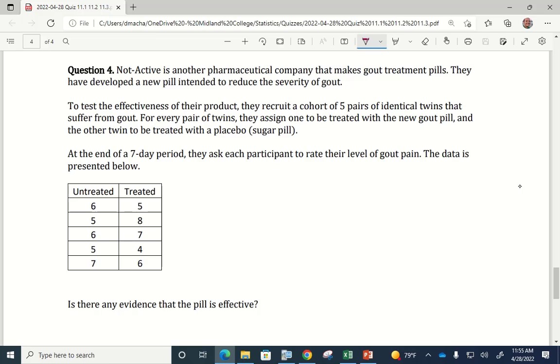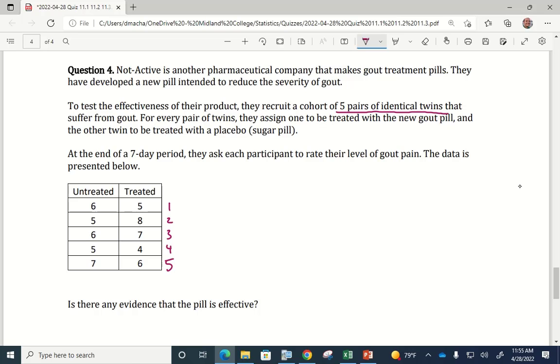They have developed a new pill intended to reduce the severity of gout. To test the effectiveness of their product, they recruit a cohort of 5 pairs of identical twins. So we have 1, 2, 3. Okay, we actually have 5 pairs this time. And all of them suffer from gout. All 10 of our participants say they suffer from gout.